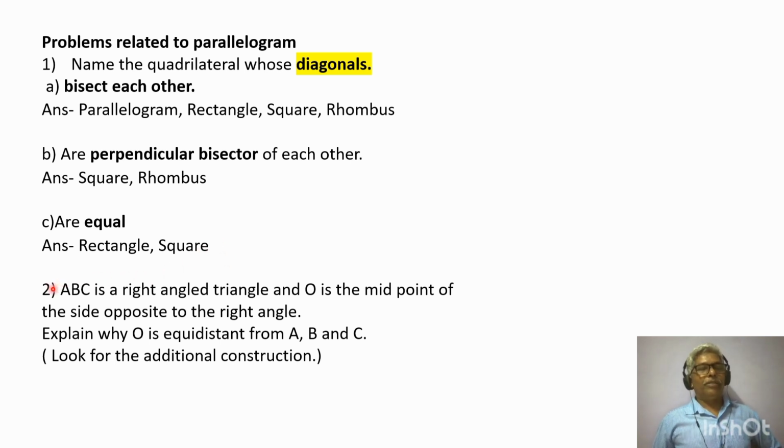Another one, the second one: ABC is a right angle triangle and O is the midpoint of the side opposite to the right angle, that is the hypotenuse. O is the midpoint of the hypotenuse. Explain why O is equidistant from A, B and C. Look for the additional construction. So you will be solving this, try to understand this, then you will understand the solution.